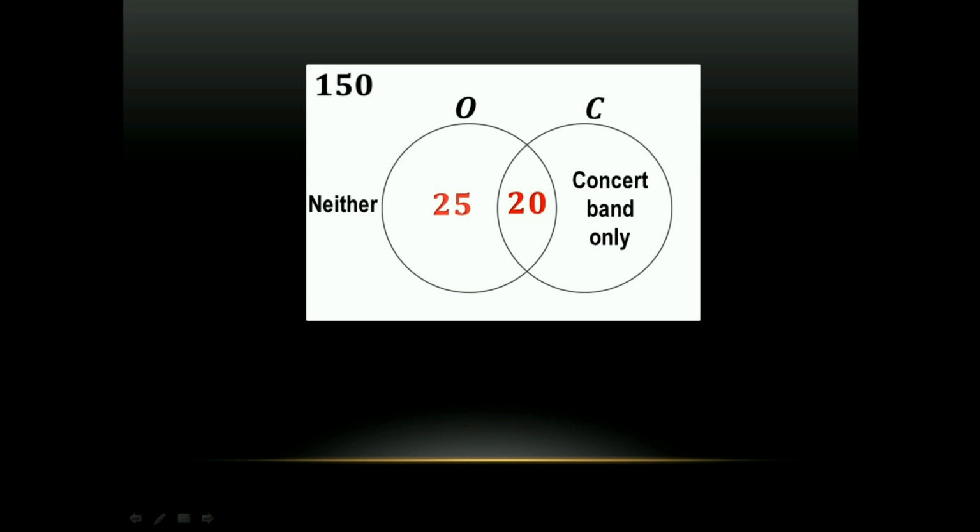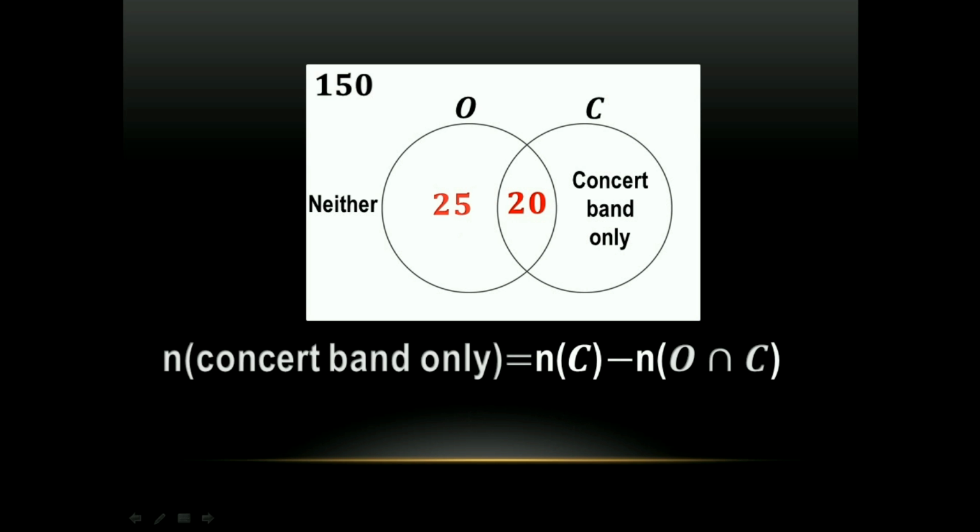For the concert band, the same thing. We just have to subtract the intersection from the total number of elements in the concert band. So the concert band is 65 minus the intersection, which is 20, we get 45. Now concert band only is 45.